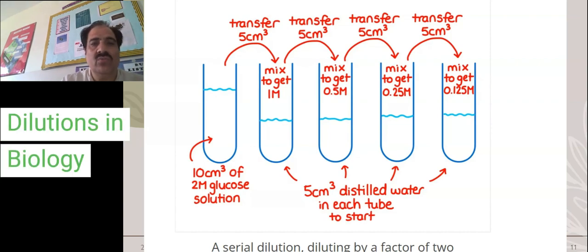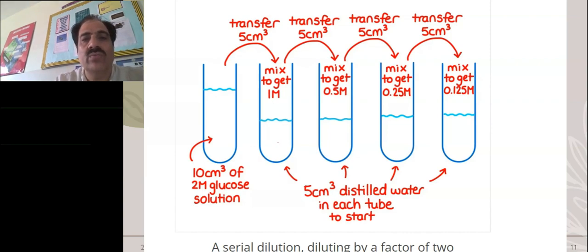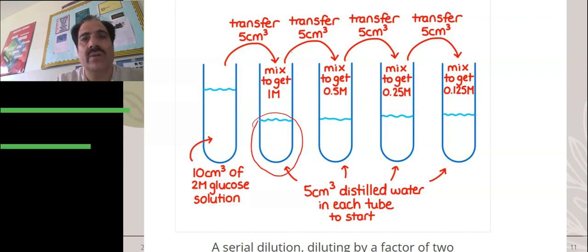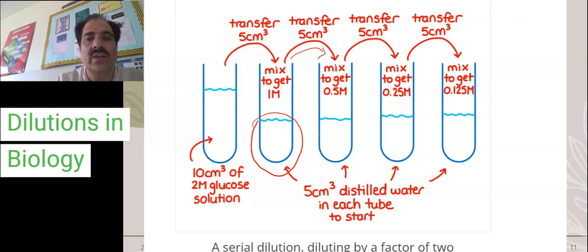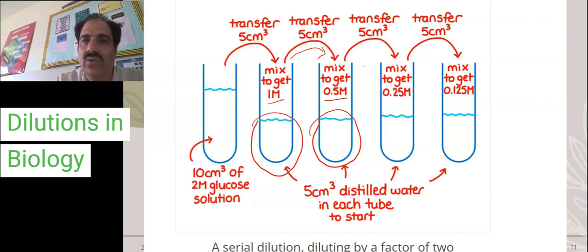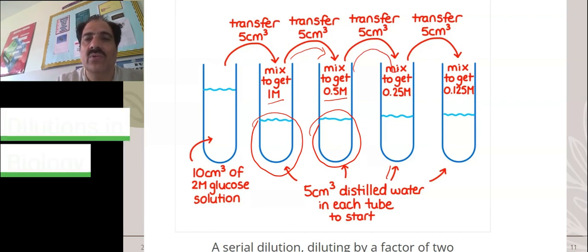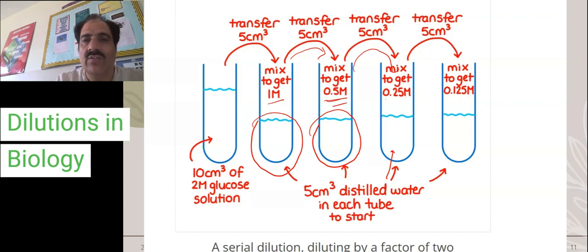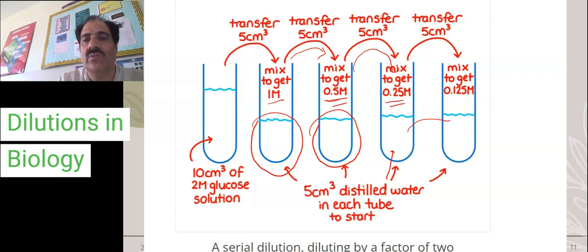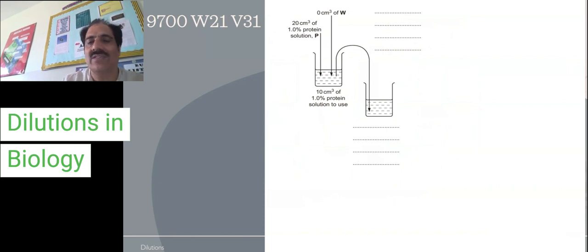If we take 10 centimeter cube of the 2 molar glucose solution, we take 5 centimeter cube out of it, and we add 5 centimeter cube of water. So we get one more glucose solution. Then we take 5 centimeter cube out of this, and to this we add 5 centimeter cube of water. So this will be half of 1 mole. Now it will be 0.5 mole. Then we take 5 centimeter cube out of this and add 5 centimeter cube of water. So it will be half of 0.5, which is 0.25. Similarly, we are doing with the next one as well. So we are reducing the concentration here by the factor 1/2.